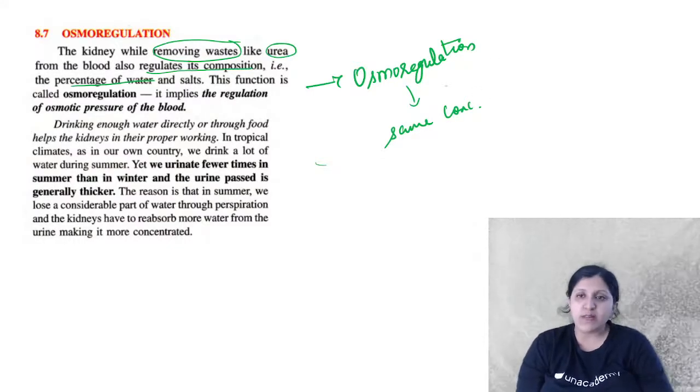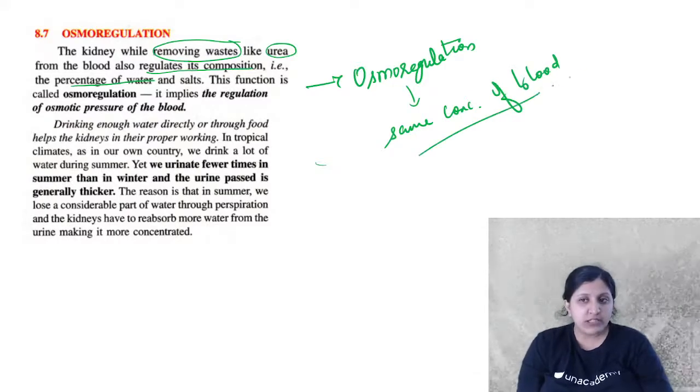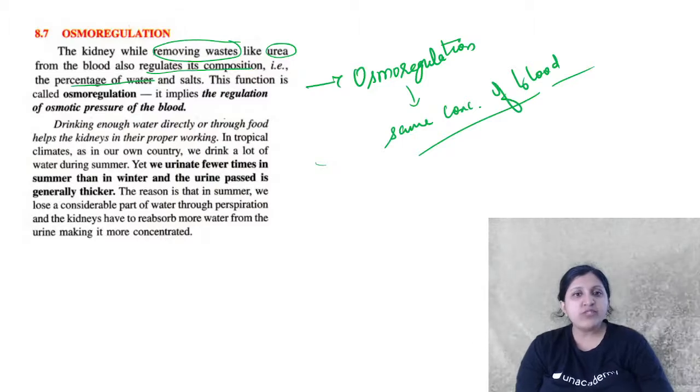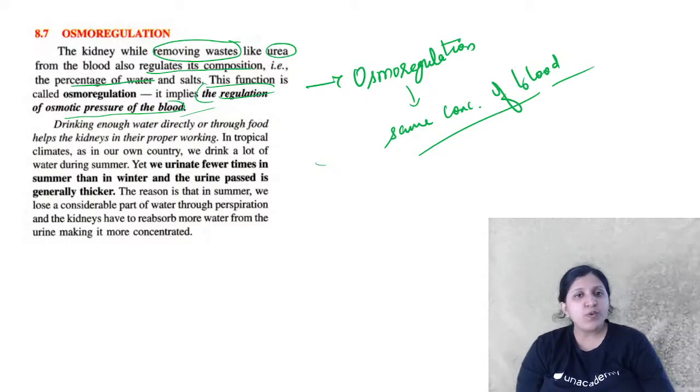So that is reabsorption. The same concentration of blood has to be maintained over here. This function is called osmoregulation, the regulation of the osmotic pressure of the blood. You can also mention this one. So, regulation of osmotic pressure of the blood we can mention as osmoregulation. Drinking enough water, directly or through food, helps the kidney in its proper working.